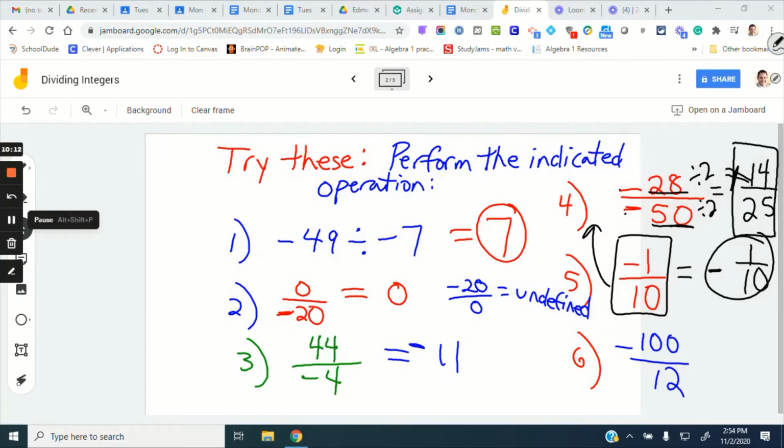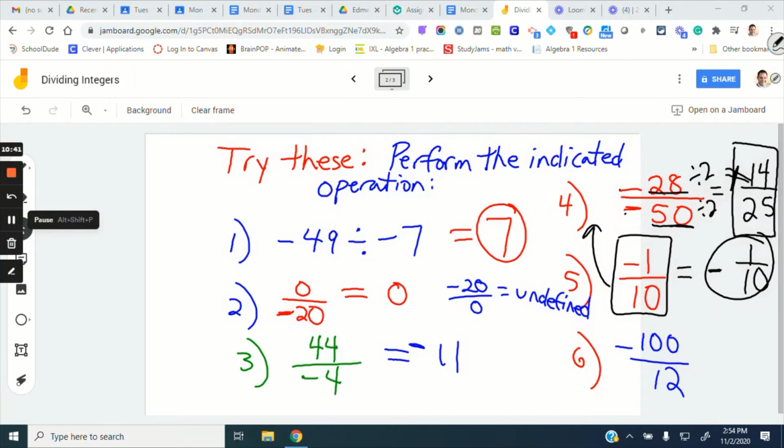So just so you're aware of that. And then finally, number 6, we have negative 100 divided by 12. Well, for your multiples of 12, you have 12, 24, 36, 48, 60, 72, 84, right? 96, and then if you're doing those out, you could kind of see at this point it'd be 108 that 12 does not go into 100 to be an integer. So we're going to have to simplify.